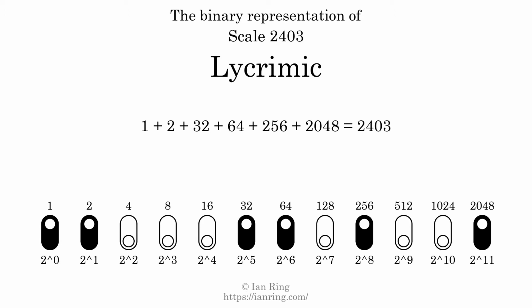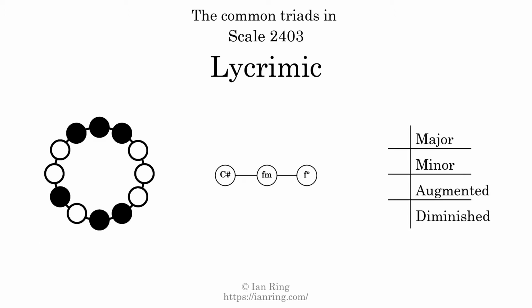The scale number not only enumerates the scale with a unique index, but it also literally describes the tonal content of the scale. Represented as a binary number in base 2, the scale number is 1001011000011. Here are the common triads present in this scale.